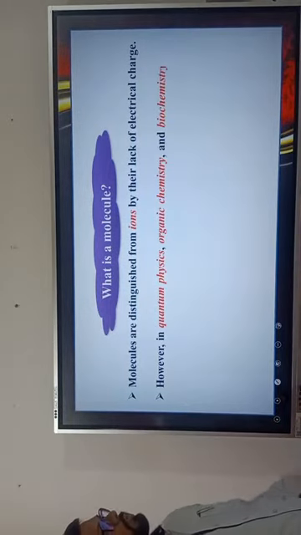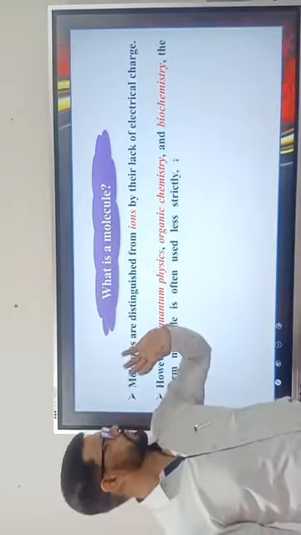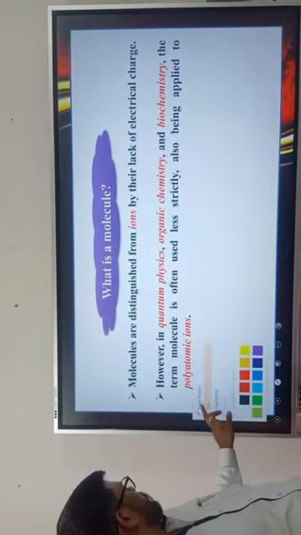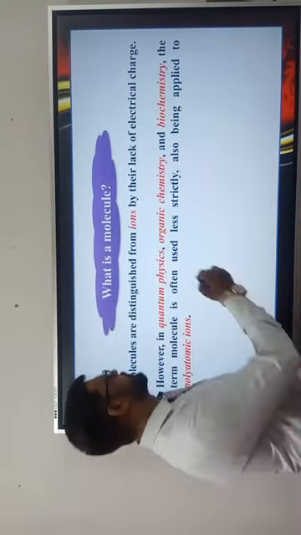However, the quantum physics, organic chemistry and biochemistry, here we can see, I forgot to mention the difference between ions and wait.